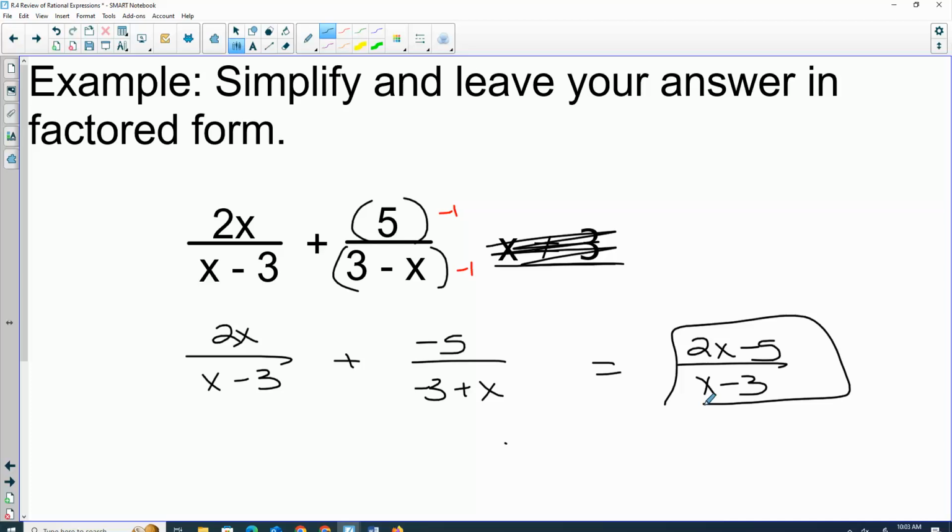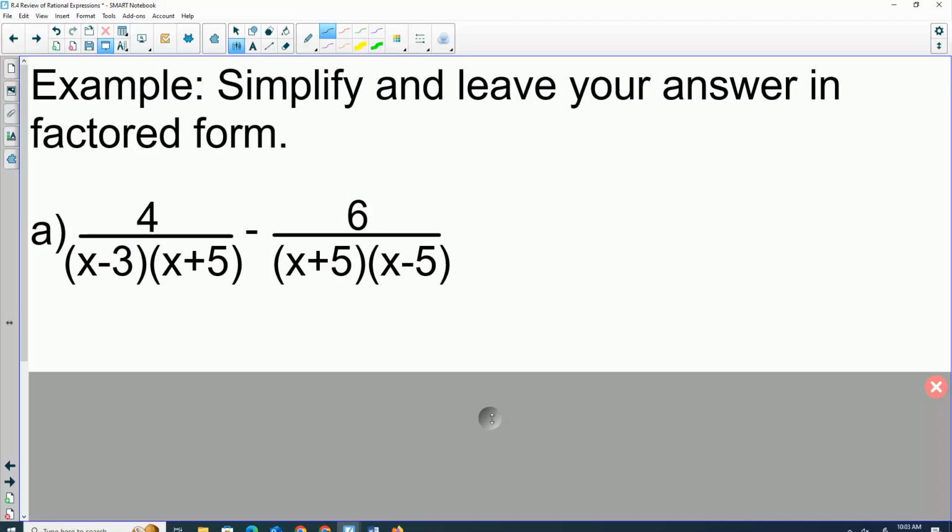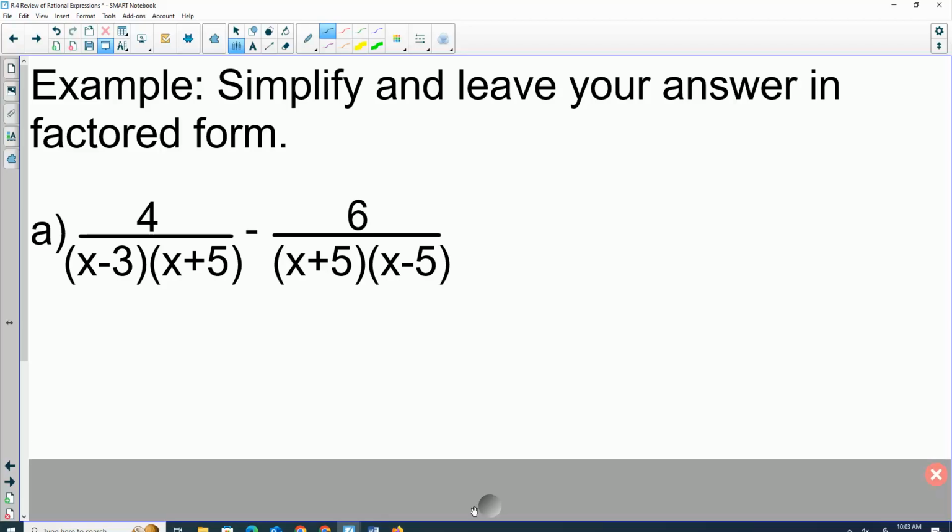Is that one okay? Let's do one that requires a little more thought. Okay.